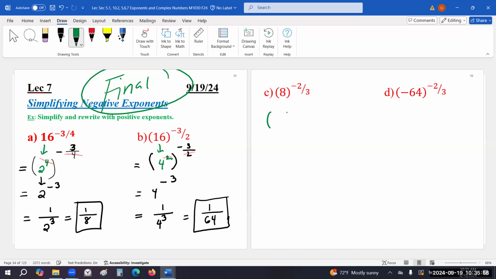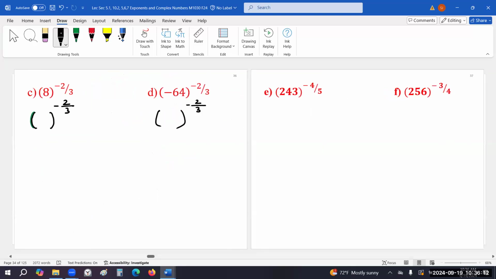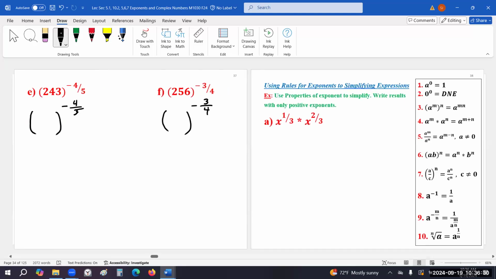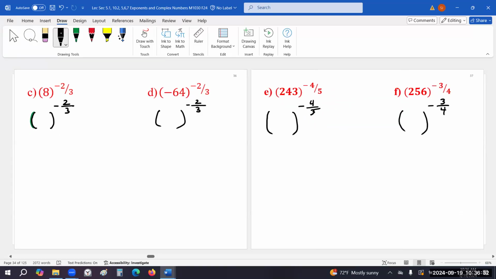If you want me to rewrite, I can do that for you. We have this with the -3 power and this with the -2 power. If you're done, you have more: this with -4/5 power, this with -3/4 power. Do I have more? No. This four.